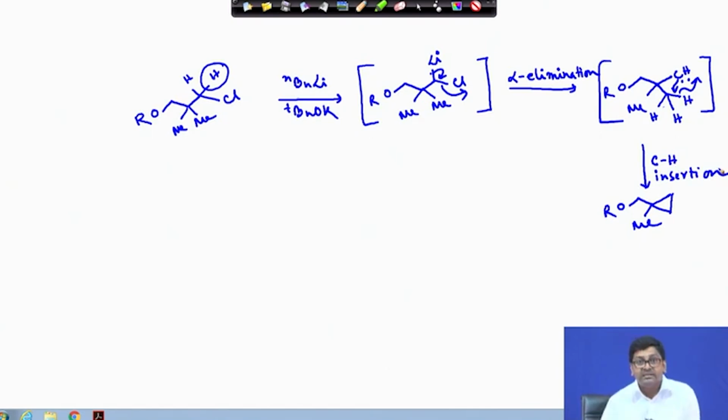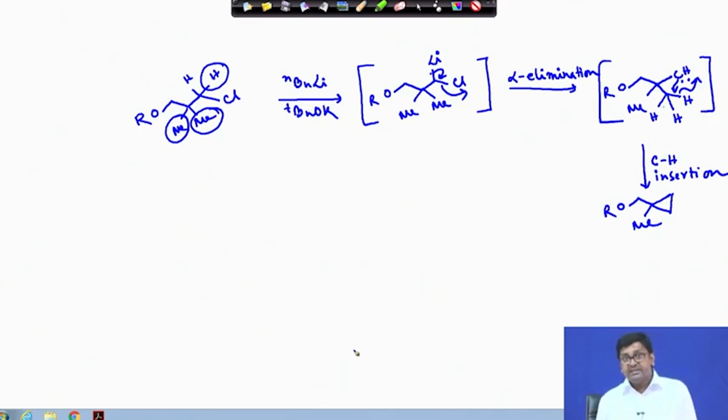So, in this case by CH insertion we are getting a 3 member ring, because there is no beta hydrogen present here. Once there is no beta hydrogen, it is forced to undergo alpha elimination, and then the carbene species is formed, and it is forced to go to CH insertion to give the product with the cyclopropane ring.